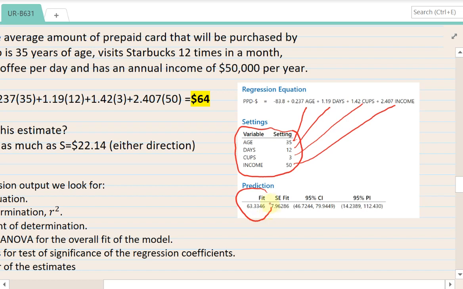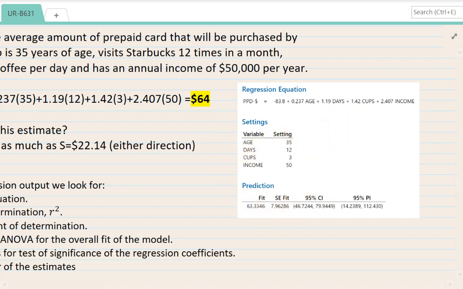So here's the fit. The fit is the predicted value. It's that $64. I rounded it. The standard error of the fit, think of this as, we need this in order to construct a confidence interval. Okay. Now this is interesting for the confidence interval. I use the default 95% confidence interval.